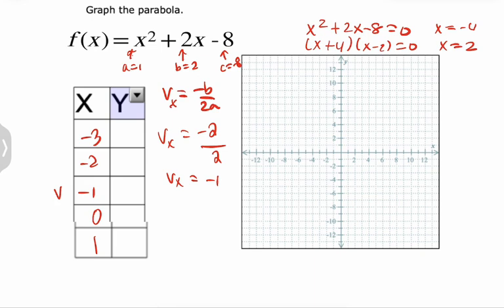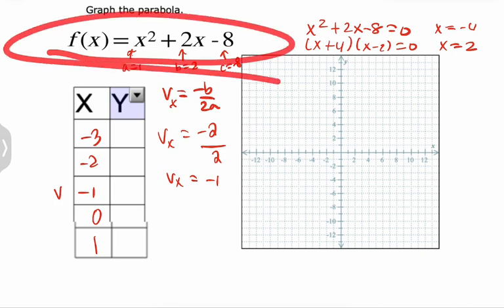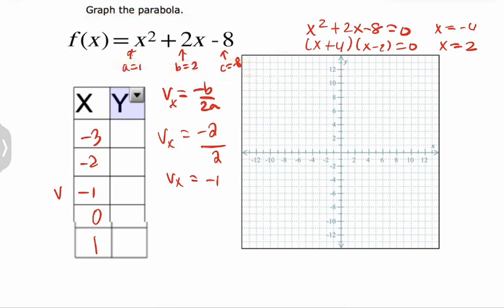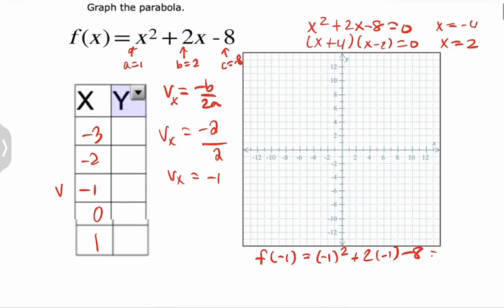Now, when we plug in this one, we got a little more work to do, okay? Because of the fact that we have to plug it in to our function here. So let's practice plugging into that function. So if we plug in -1, we get -1 squared plus 2 times -1 minus 8. I would suggest using parentheses, okay? -1 squared is 1. 2 times -1 is -2. Minus 8 is -9.